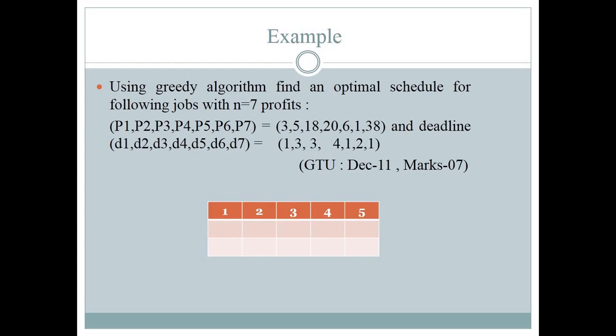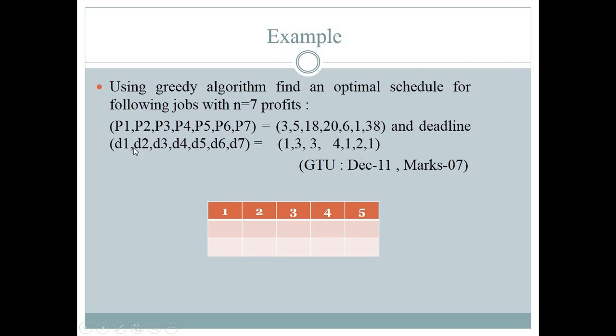So here we have deadlines 1, 2, 3, 4 and 5. Why? Because the deadlines given are 1, 3, 4 and 2. So here no deadline 5 is available, so we can take up to only 1, 2, 3 and 4 deadlines. Okay, so let's consider the jobs that can start from deadline 1. Here in deadline 1 we have jobs 1, 2 and 3 available.